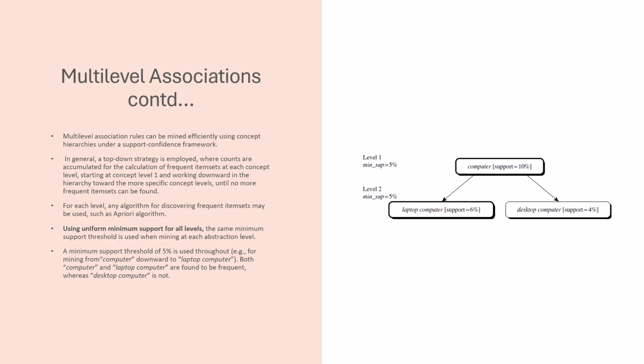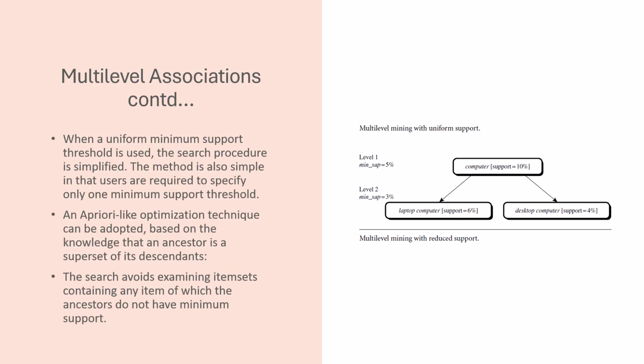Using uniform minimum support for all levels, the same minimum support threshold is used when mining at each abstraction level. A minimum support threshold of 5% is used throughout. Example for mining from computer downward to laptop computer: both computer and laptop computer are found to be frequent, whereas desktop computer is not. When a uniform minimum support threshold is used, the search procedure is simplified. The method is also simple in that users are required to specify only one minimum support threshold.